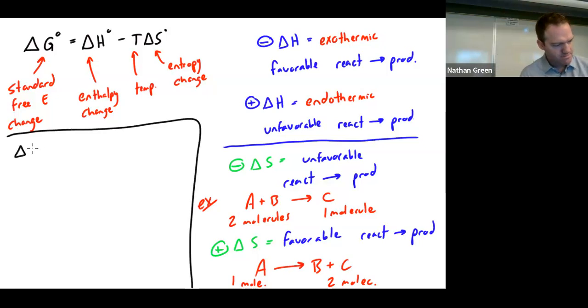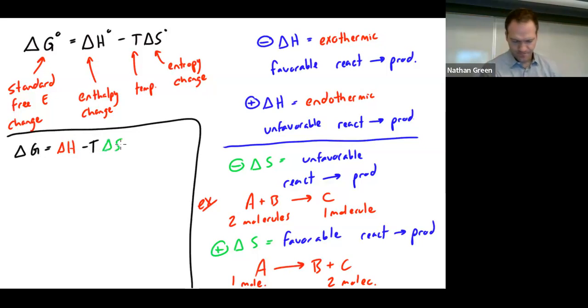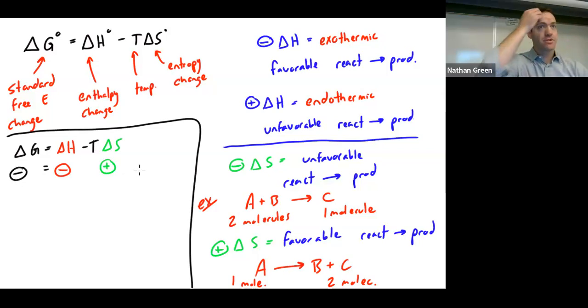Delta G equals delta H minus T delta S. If delta H is negative and delta S is positive, the sign of delta G is going to always be what? Negative. Are those reactions spontaneous? Do they flow naturally from reactants to products? Yes. This is a spontaneous reaction.